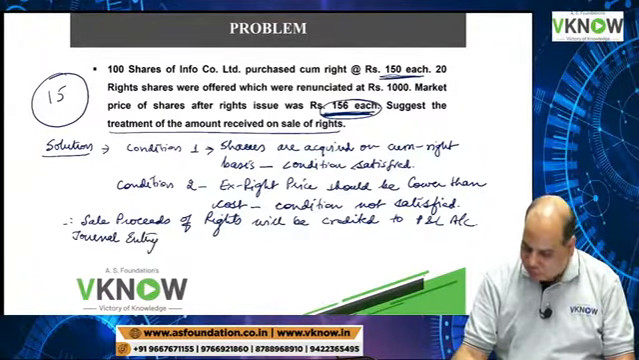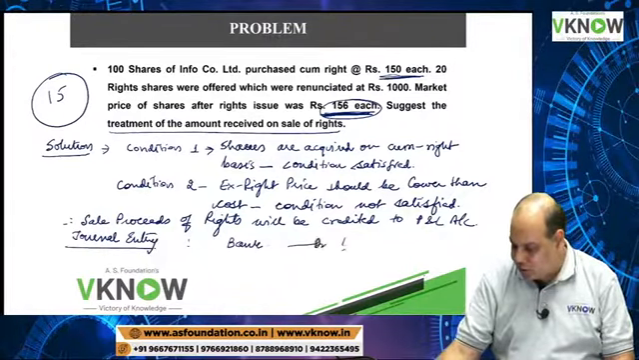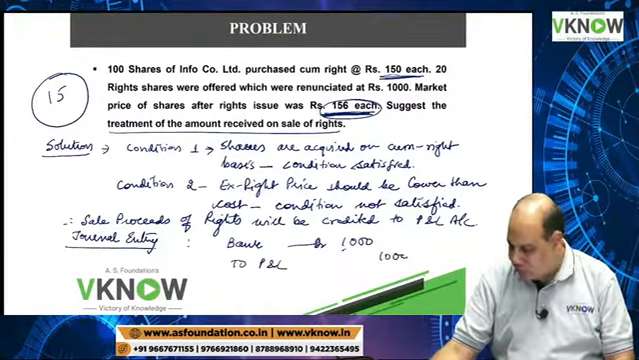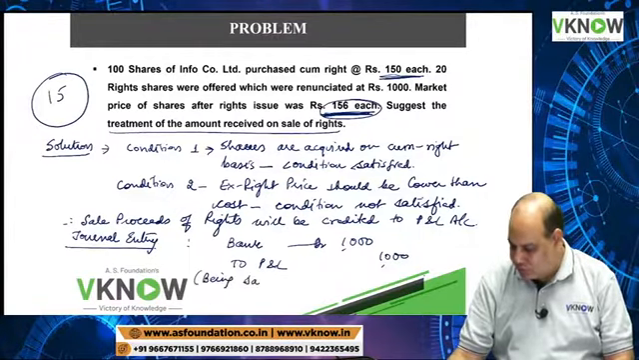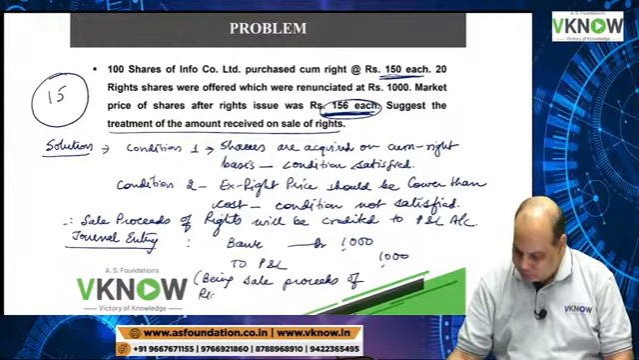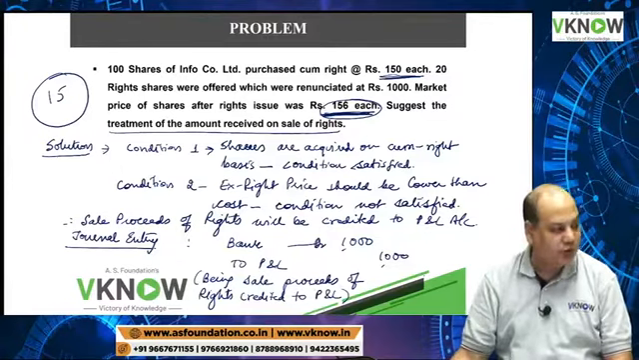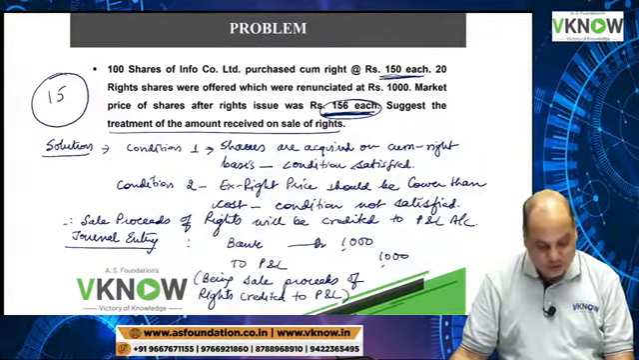So the journal entry for this question will be: bank account debit 1000. The entire amount will be transferred to the P&L account, being sale proceeds of rights credited to profit and loss account.